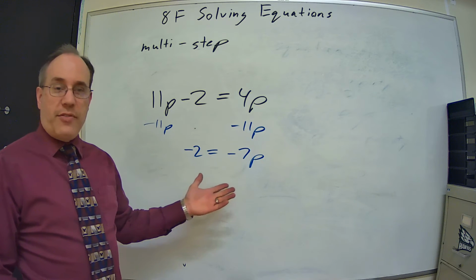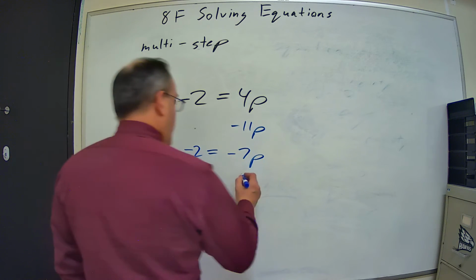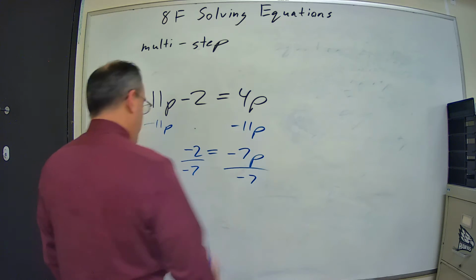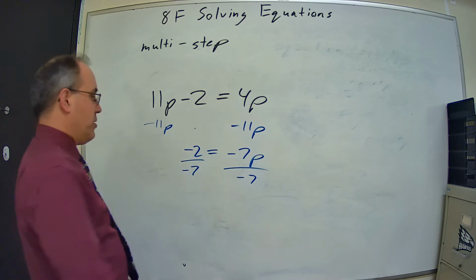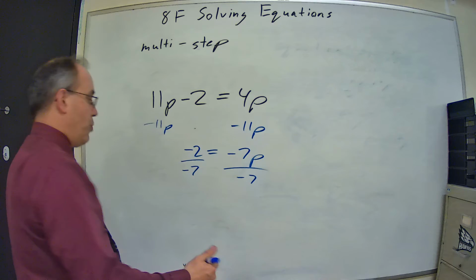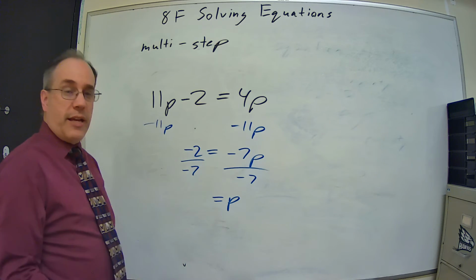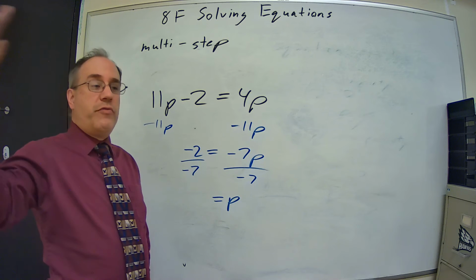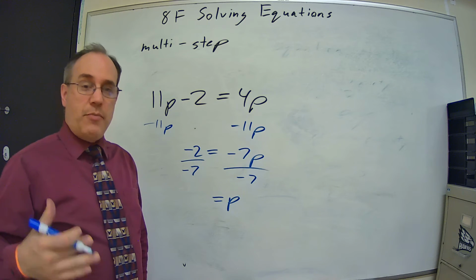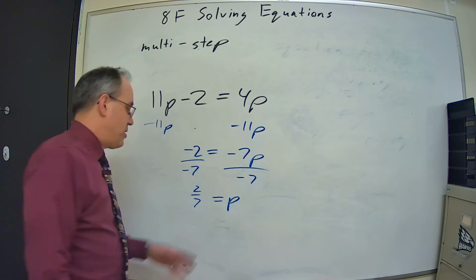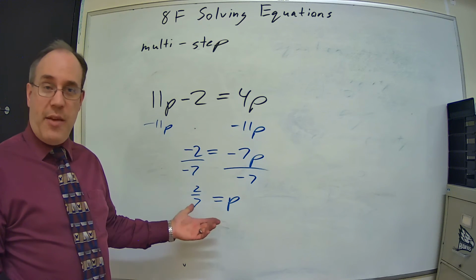Now at this point I have to realize that I'm going to divide both sides by negative 7. Negative 7 divided by negative 7 is 1, so on that side I have p. Negative 2 divided by negative 7. Remember, when you divide two numbers with the same sign, the result is positive, and we get 2/7. So it works out to be the same.